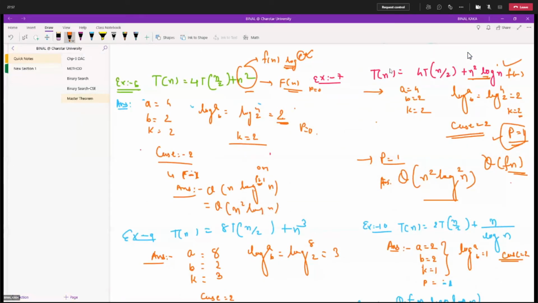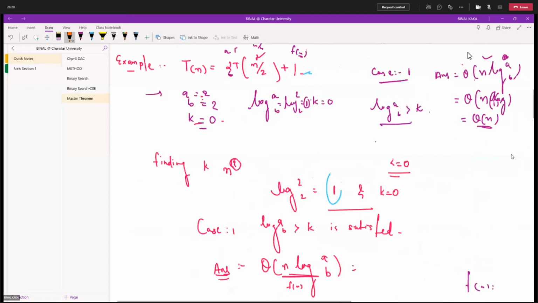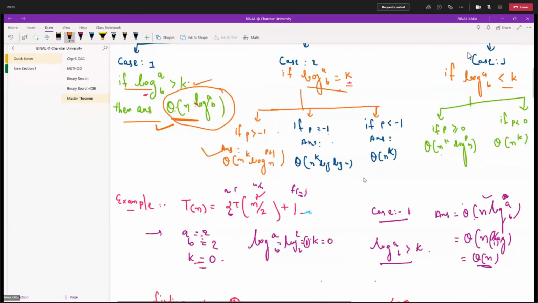See, second example here. What we have is 4T(n/2) + n square log n. So here we have a logarithm function. So what is the p value over here? 1. Right? Here I have mentioned that a is equal to 4, b is equal to 2, k is equal to 2, and log base b of a is also 2. So case 2 we have function log p, and p is equal to 1. If p is equal to 1, what can we put? Not minus 1.